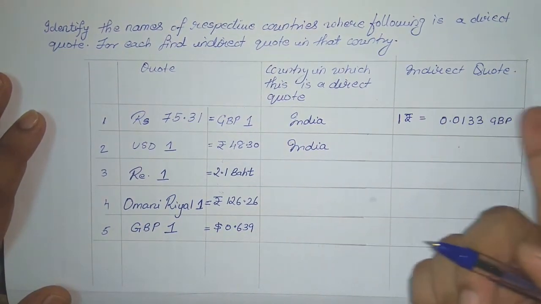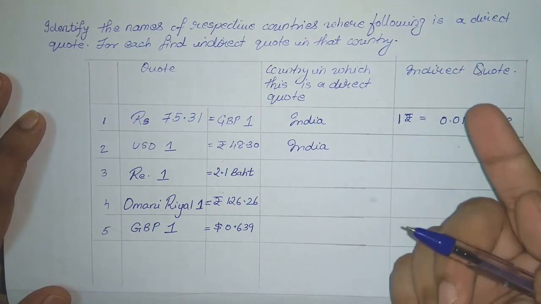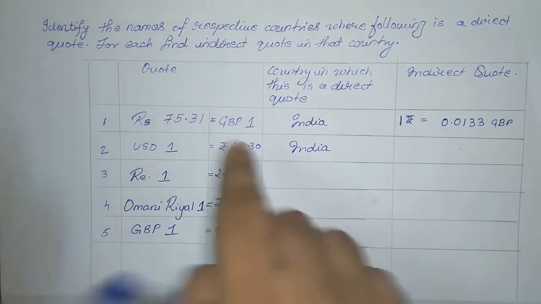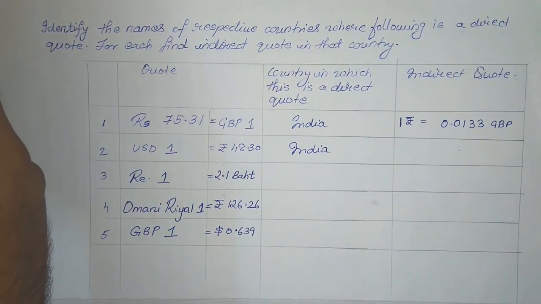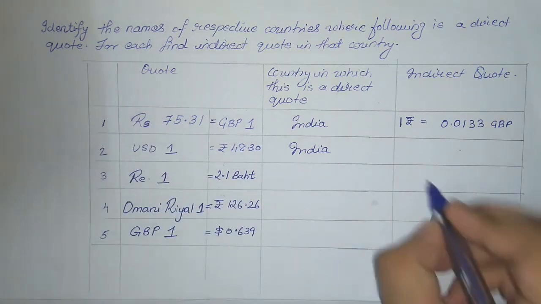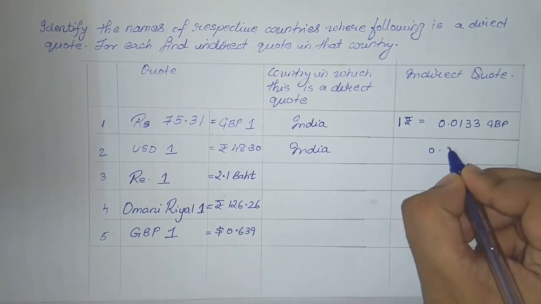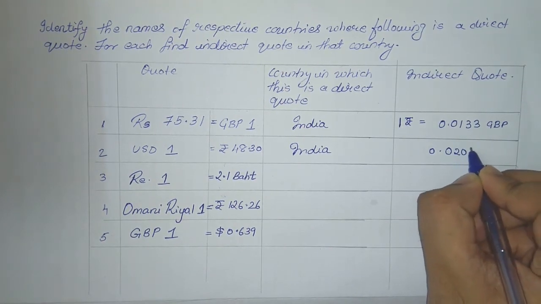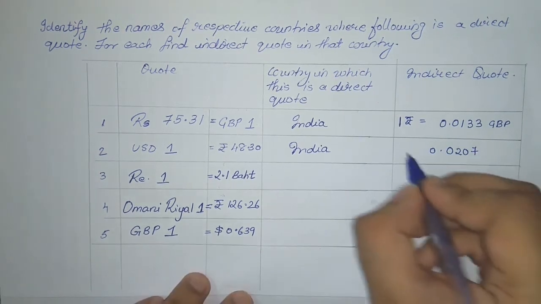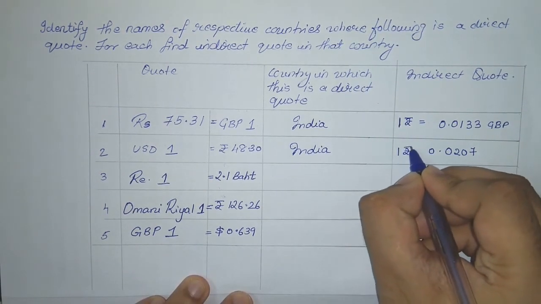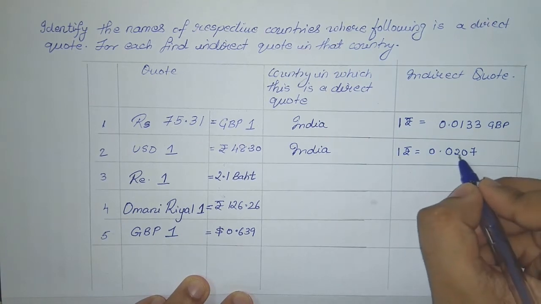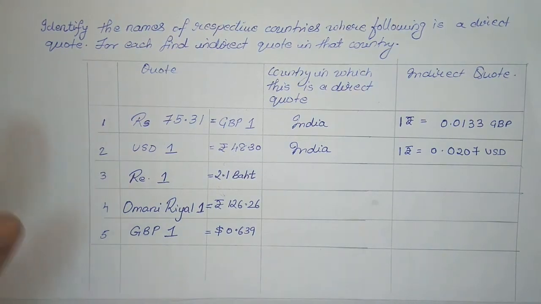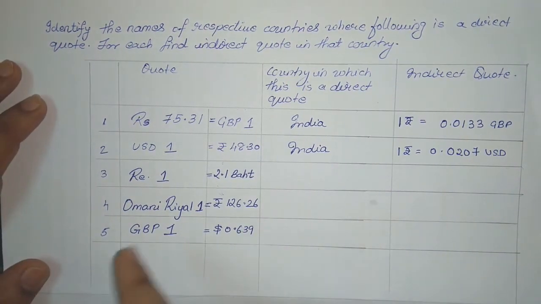Now again, in order to find the indirect quote, we will find the reciprocal of the direct quote. So the direct quote was given as 48.30. So the indirect quote will be 1 divided by 48.30, which comes to 0.0207. So again, in this case, it will become 1 rupee is equal to 0.0207 USD. I hope you all have understood this part. So now we jump to the third one.